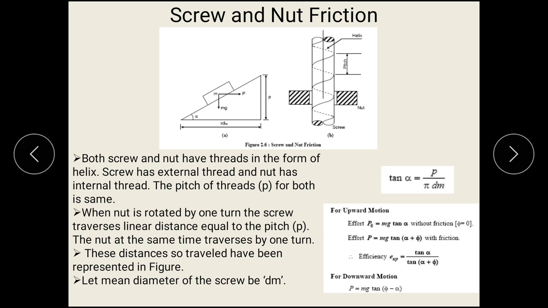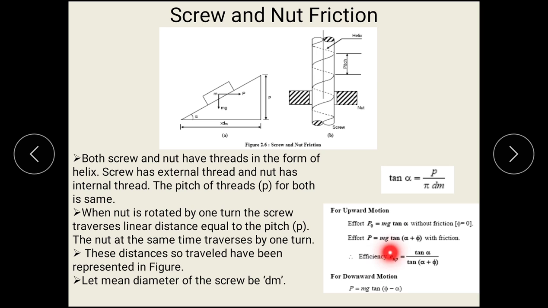We consider two cases. One is upward motion, the second is downward motion. During the upward motion, the effort required to lift the weight, P0, equals W tan alpha, or mg tan alpha. Here we neglect the friction. If we consider the friction, that is modified to mg tan(alpha plus phi).